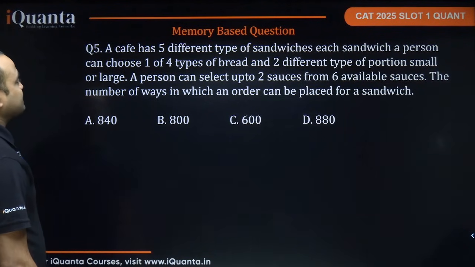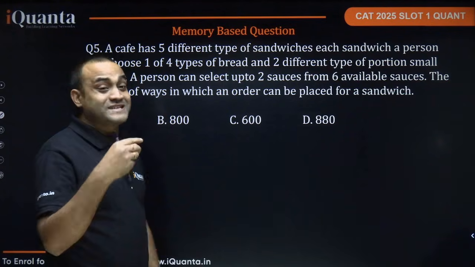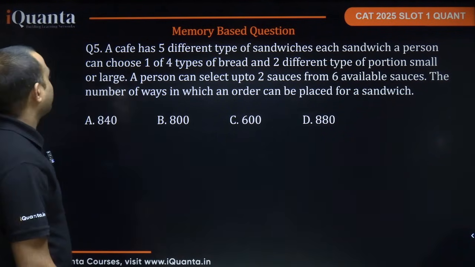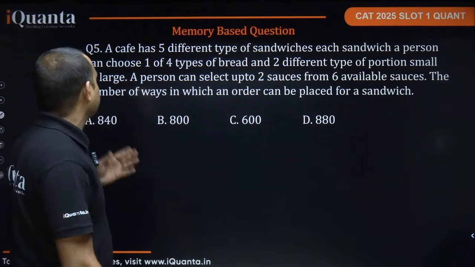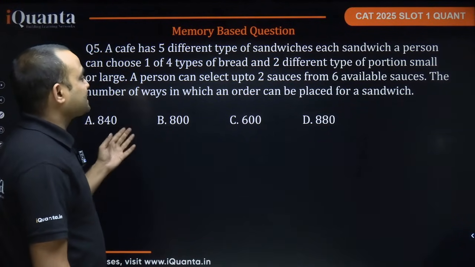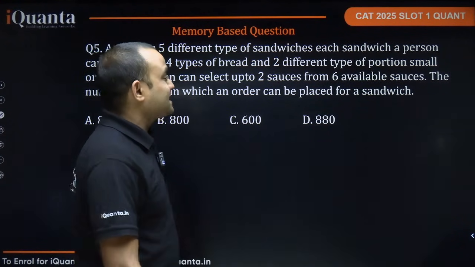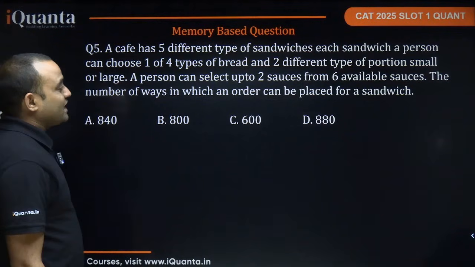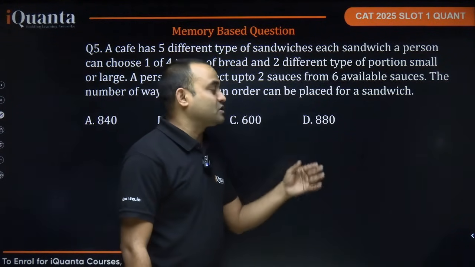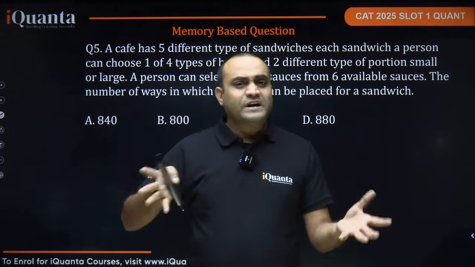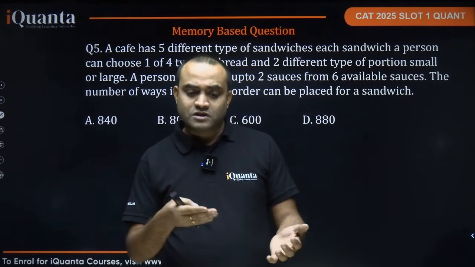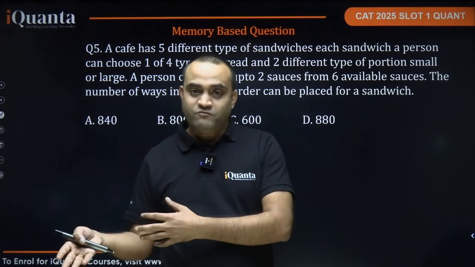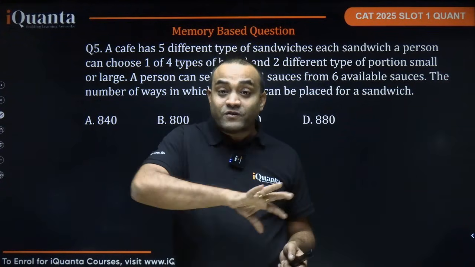Question number 5, it says a cafe has 5 different types of sandwiches. For each sandwich, a person chooses one of 4 types of bread, 2 different types of portion, small or large. A person can select up to 2 sauces from 6 available sauces. Find the number of ways in which an order can be placed for a sandwich. So basically 5 different kinds of sandwiches. Let's say chicken sandwich, mutton sandwich, paneer sandwich, egg sandwich, veg sandwich. These are the 5 varieties of sandwich.